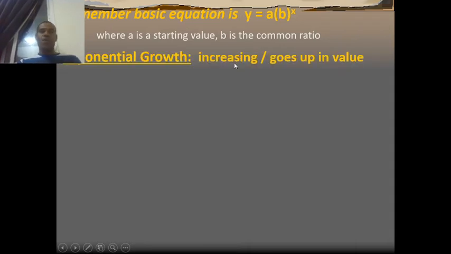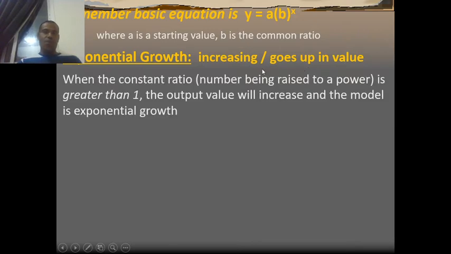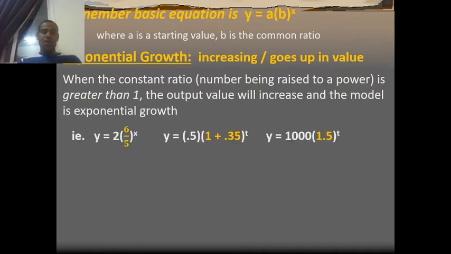Exponential growth, my learners, means increasing, or going up in value. When the constant ratio, the number being raised to a power, this is the number b being raised to a power, is greater than 1, the output y equals a multiplied by this ratio to the power x should increase, and the model is labeled as exponential growth.